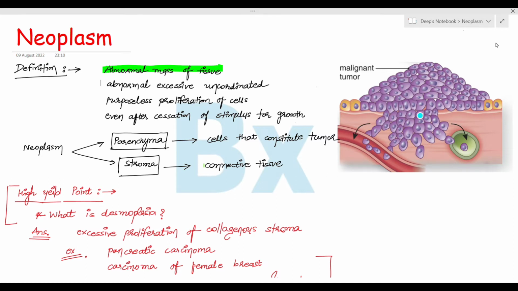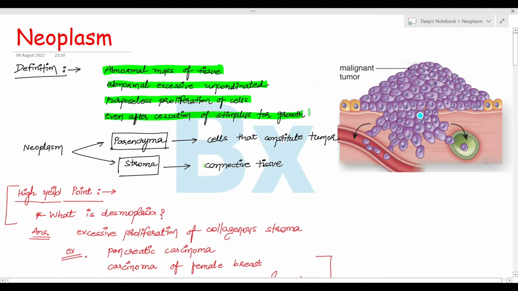So first of all, what is neoplasm? In pathology, any word starting from the definition. So we are going to discuss first about the definition of neoplasm. The definition is, it is an abnormal mass of tissue. Second thing, it is an abnormal, excessive, uncoordinated growth, which is a purposeless proliferation of cells, even after the cessation of stimulus for the growth.